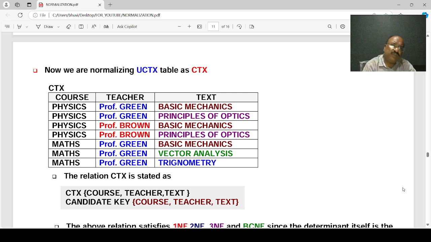We have a question whether this table is in 1NF, 2NF, 3NF or BCNF. We can confidently say that this table is in BCNF because the determinant is course, teacher, text and the key is course, teacher, text. Both the determinant and key are the same. We can definitely say that this CTX is in BCNF since the determinant and key are the same. Now the unnormalized table is normalized into BCNF.